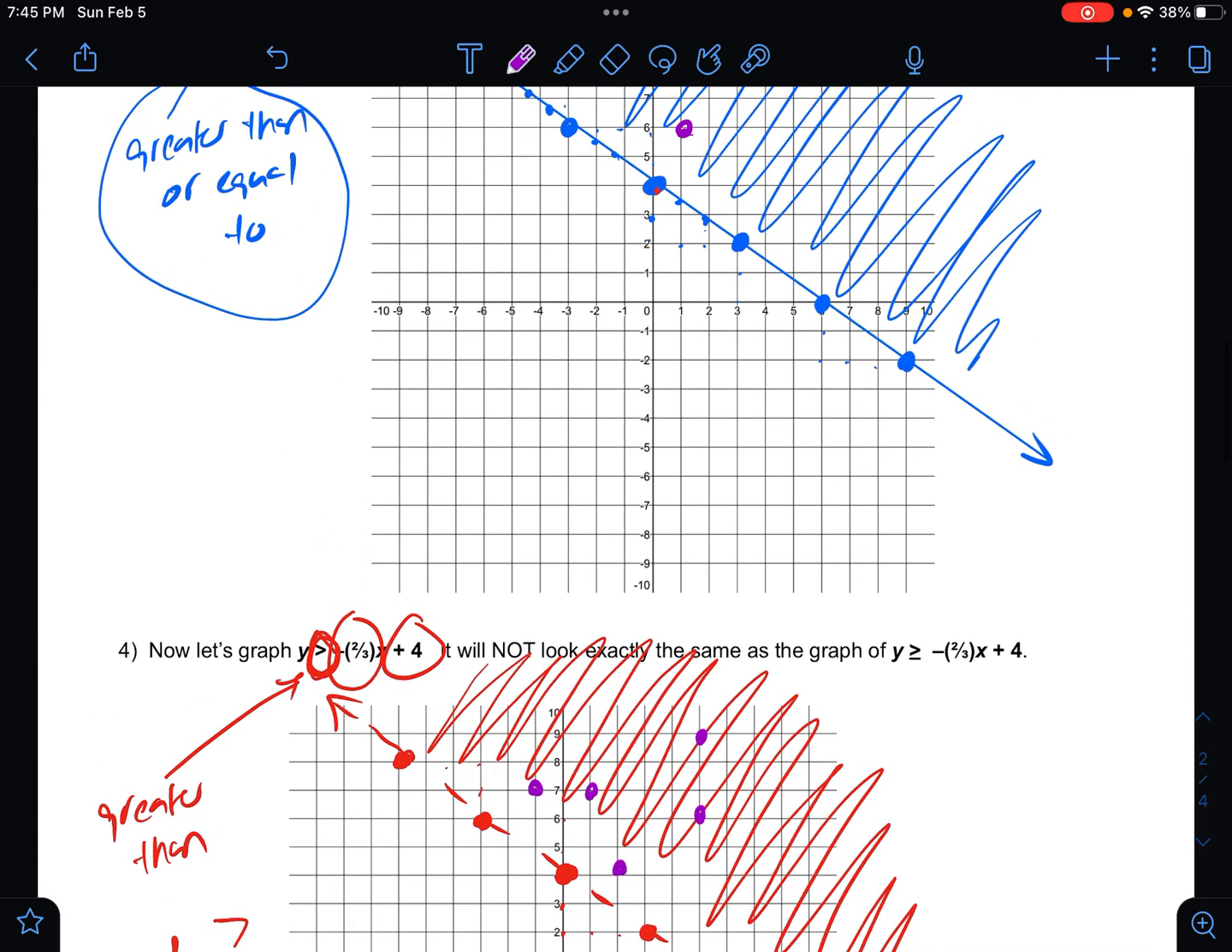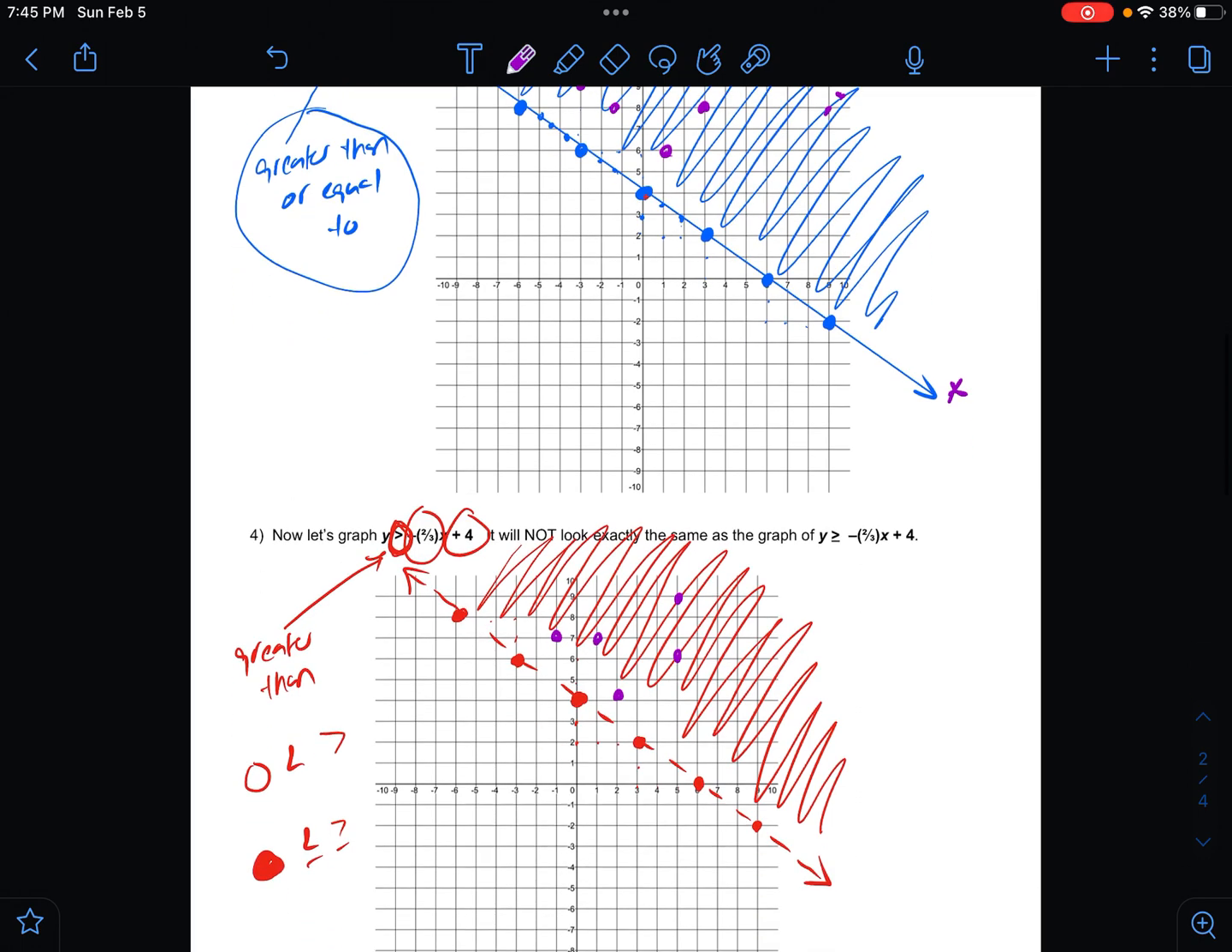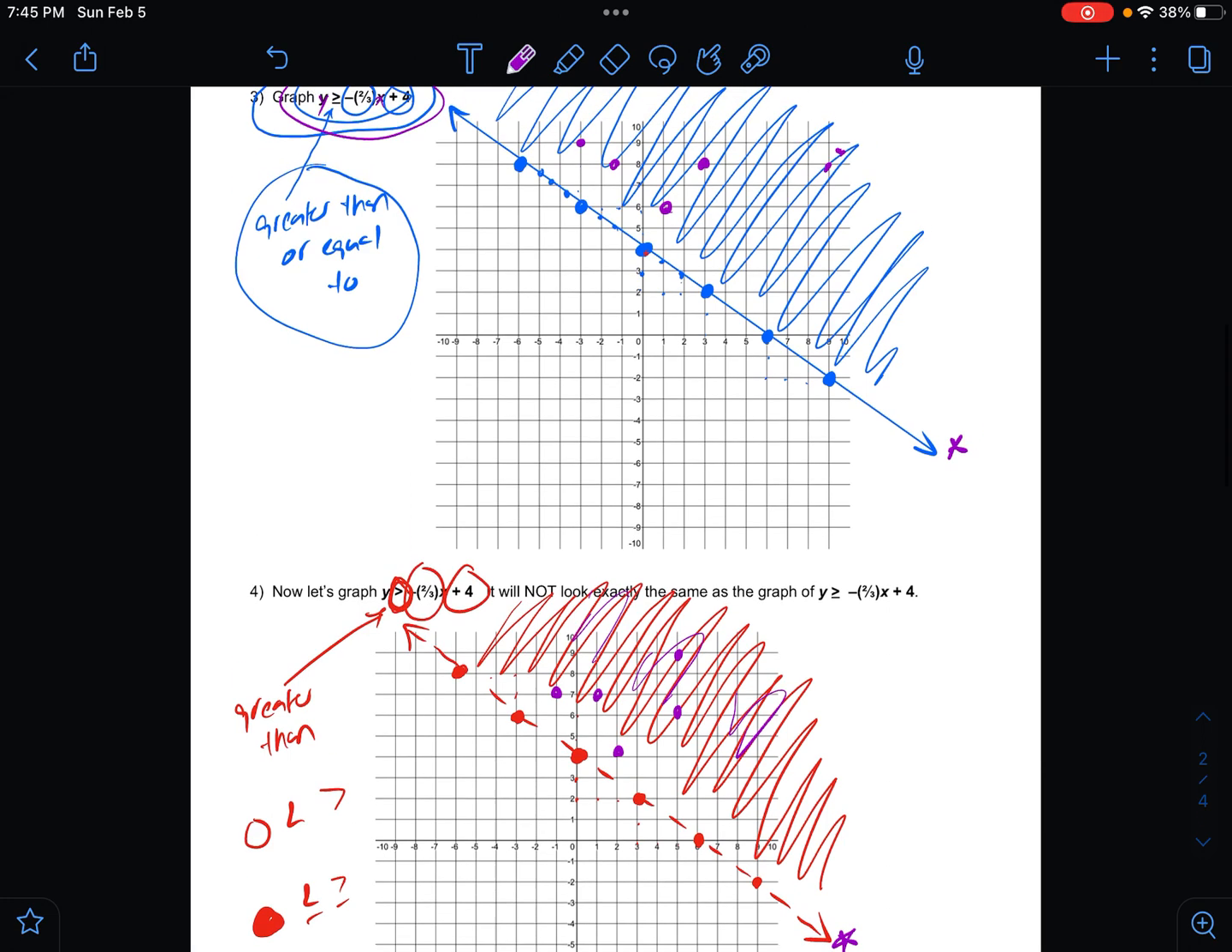So that's the difference between these two. Almost the same thing, just that this one, the points on the line are solutions to the inequality. They will work. Versus this one, the points that are on the line are not solutions. But in both cases, anything above the line will be solutions. Any points, any xy pairs above the line will be solutions.